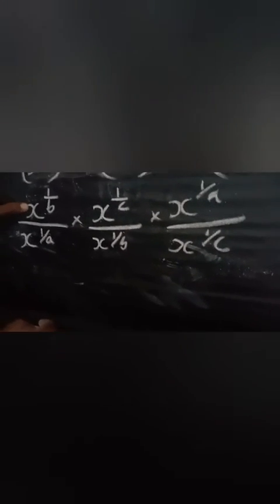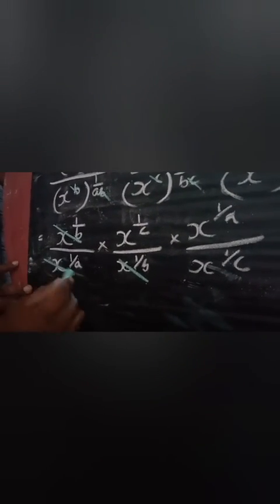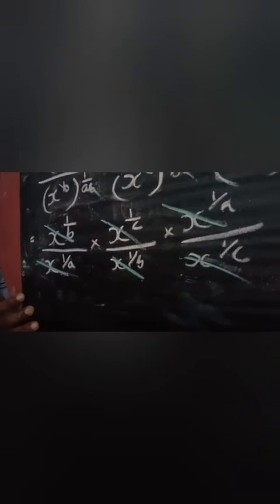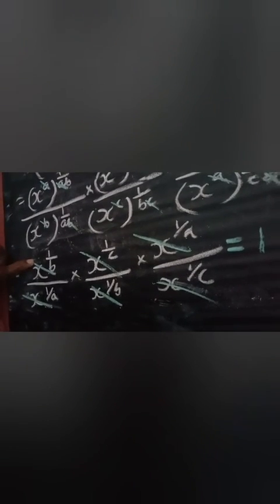Okay. Now here x raised to 1 by b is there. This is here already with the into sign, you know. Into. Here x raised to 1 by b, here x raised to 1 by b. These two terms get cancelled. X raised to 1 by a, here also x raised to 1 by a gets cancelled. X raised to 1 by c, x raised to 1 by c gets cancelled. So equal to the remaining term 1. This and this get cancelled. The answer is 1. 1 into 1 into 1. What is 1 into 1 into 1? 1. Okay.